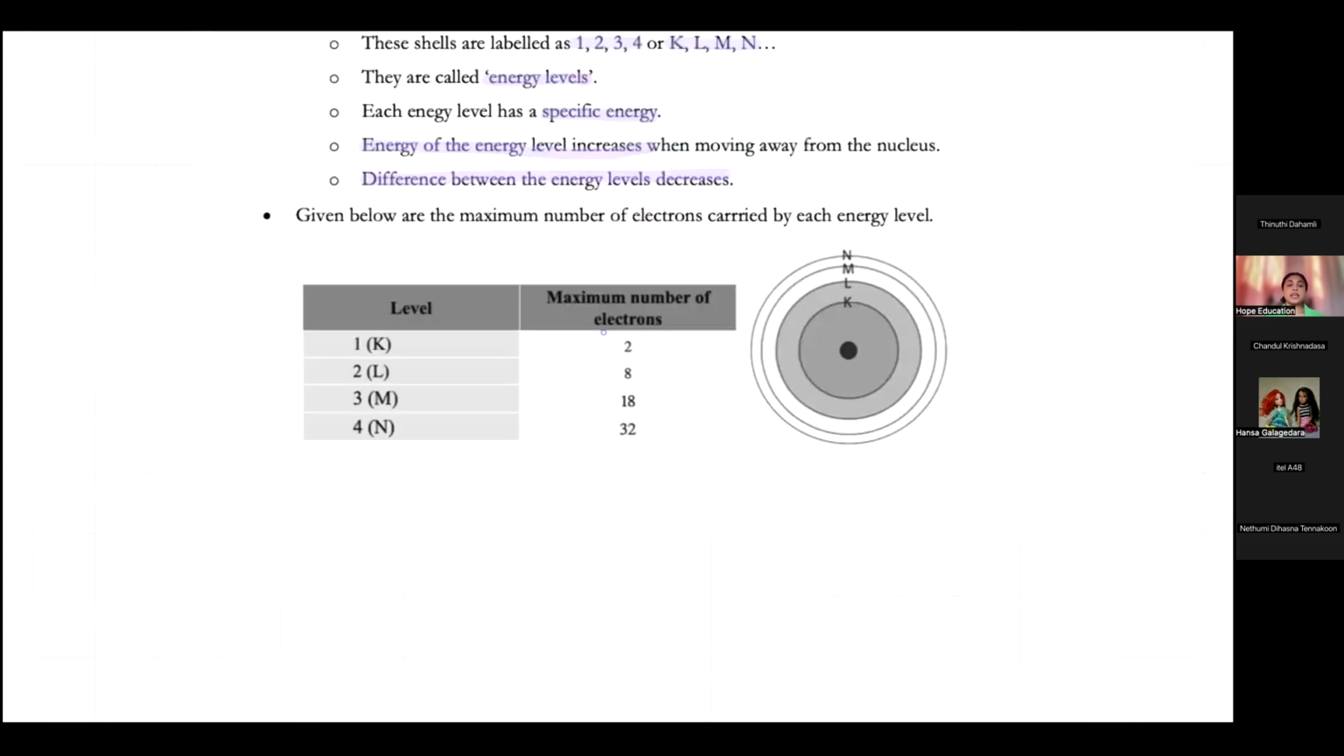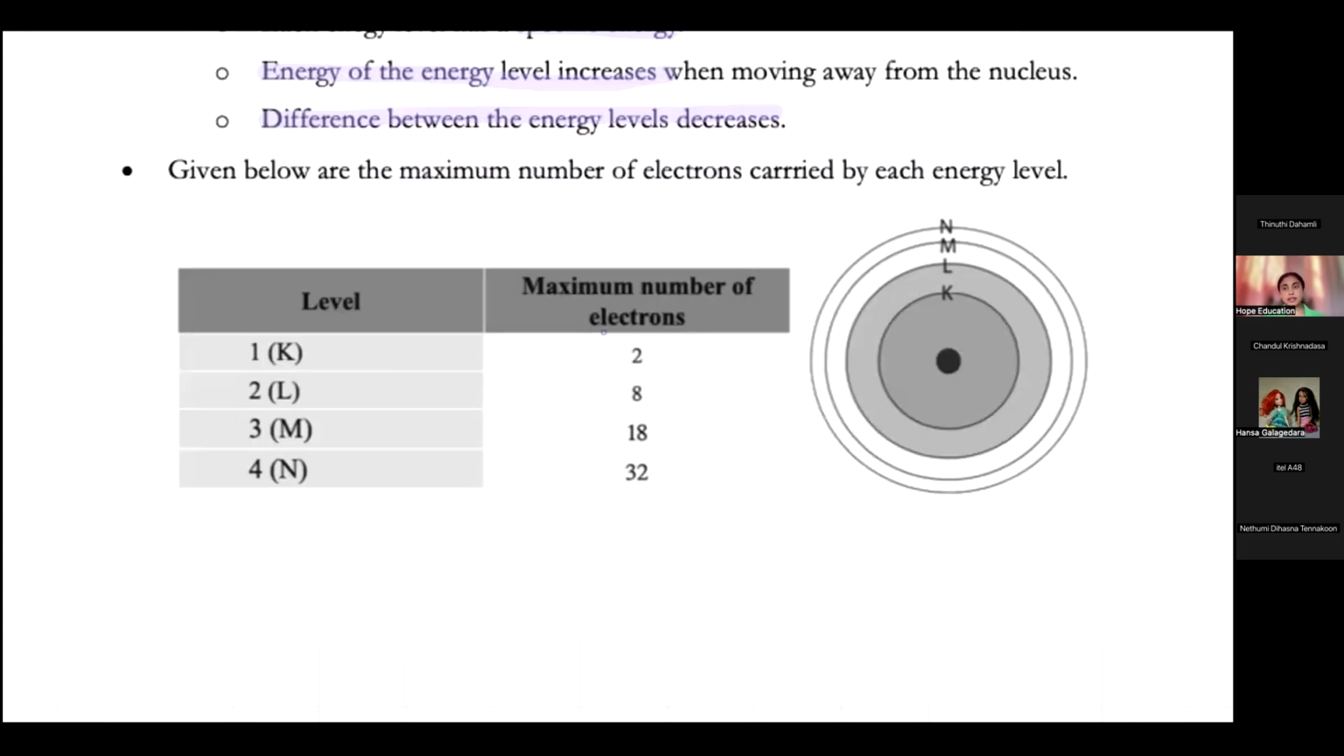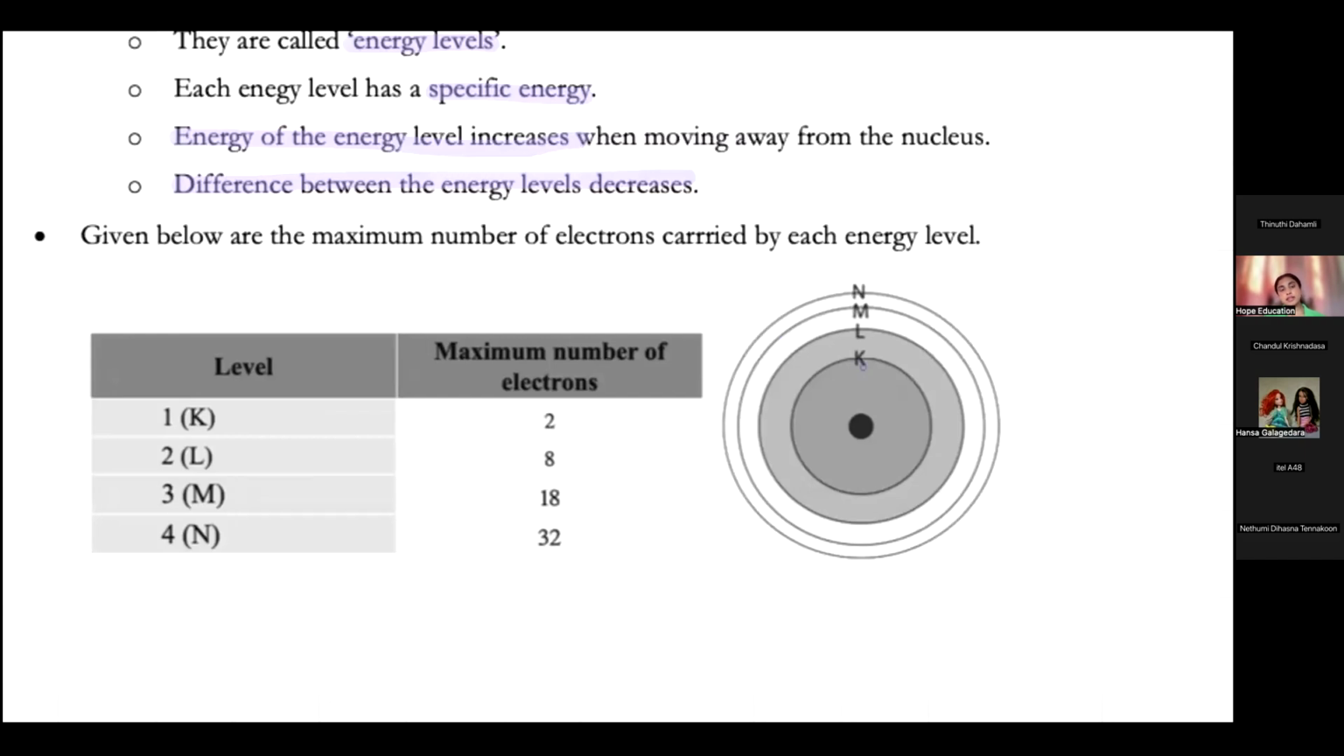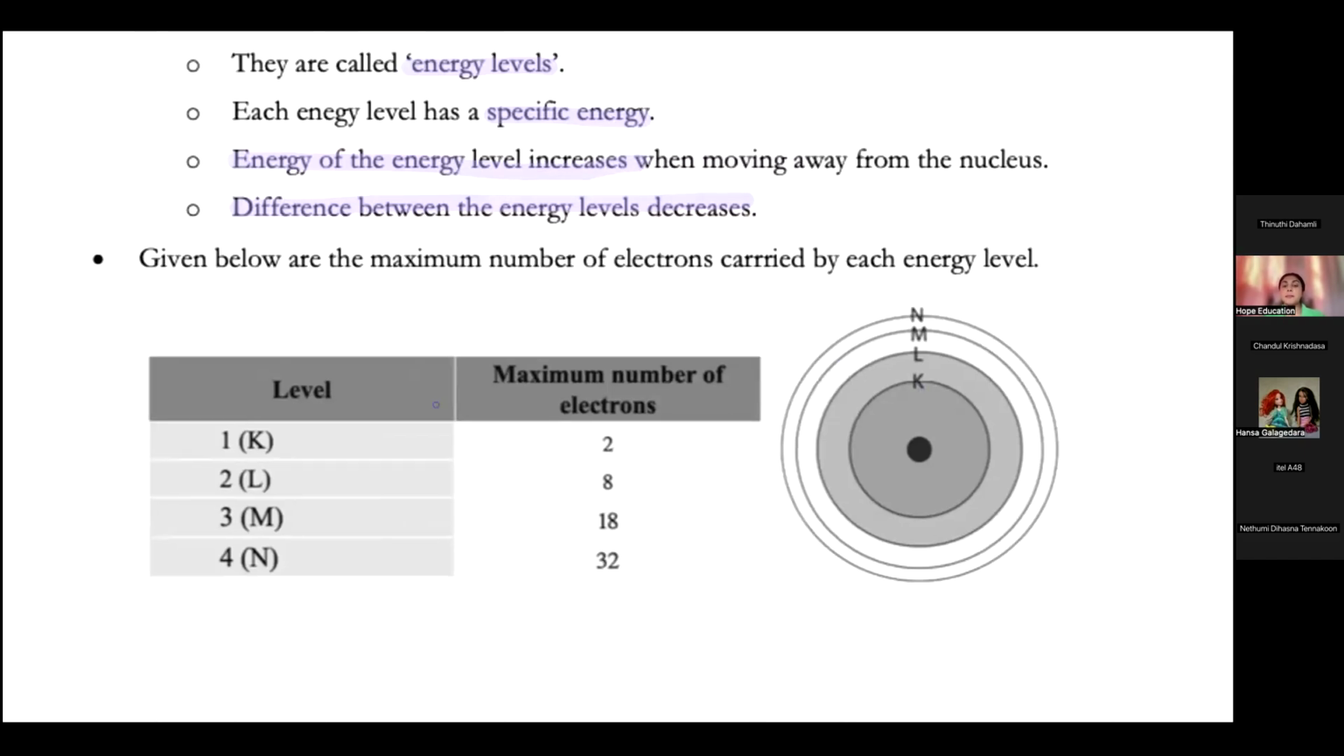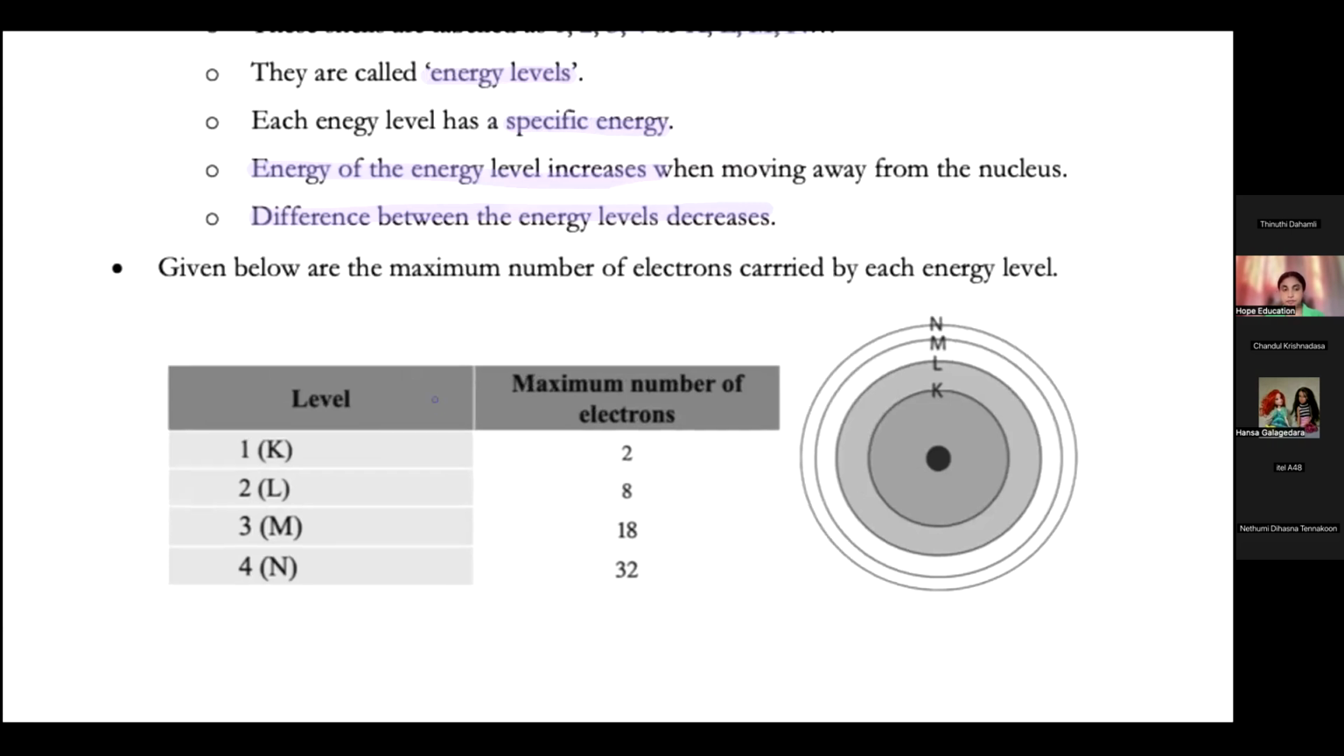So, given below are the maximum number of electrons carried by each energy level, labeled K, L, M, N, or 1, 2, 3, 4. The first energy level can have a maximum of 2 electrons. The second energy level, which we labeled as L, can have a maximum of 8 electrons. The third energy level, M, can have a maximum of 18 electrons. And the fourth energy level, N, can have a maximum of 32 electrons. 2, 8, 18, 32. Those are the maximum number of electrons that each energy level can carry.